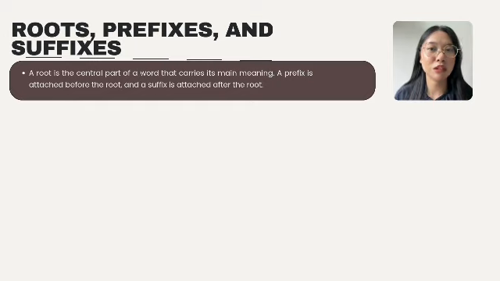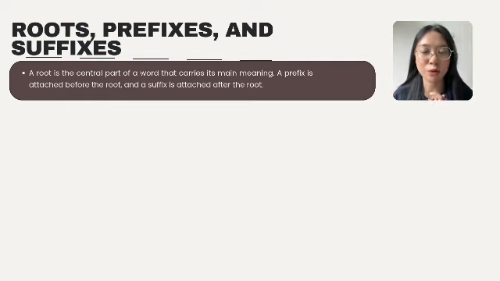I will talk about "actress". In "actress", the root is "act". There is no prefix but there is a suffix, which is "-ress". When the root is combined with the suffix, it becomes "actress". The suffix forms a noun referring to a female. So when "act" and "-ress" are combined, it changes the meaning to a female actor.